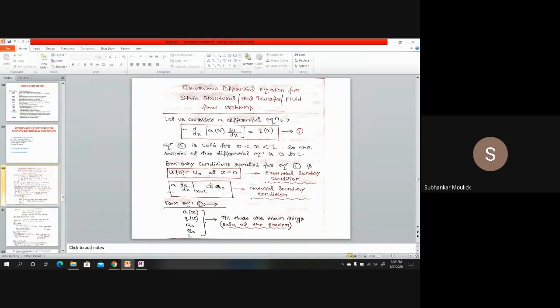So this is essential. And from equation number 1, what are the known things given to you? These known things are nothing but the data of the problem. That means a of x will be given to you in the problem. Q of x will be given to you in the problem. U naught, that means this U naught, will be given to you in the problem. Capital Q naught, that means this capital Q naught, is given to you in the problem. And L is nothing but the length of the beam.